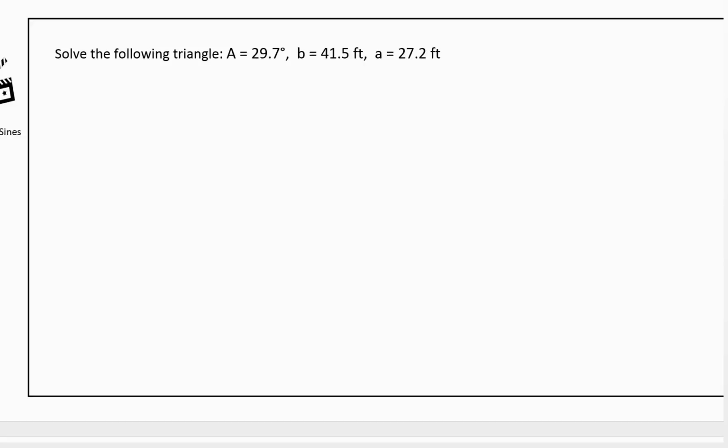Okay, we're going to solve another triangle. So this says solve the following triangle. A is 29.7 degrees, B is 41.5 feet, and little a is 27.2 feet. So let's go ahead and draw that triangle.